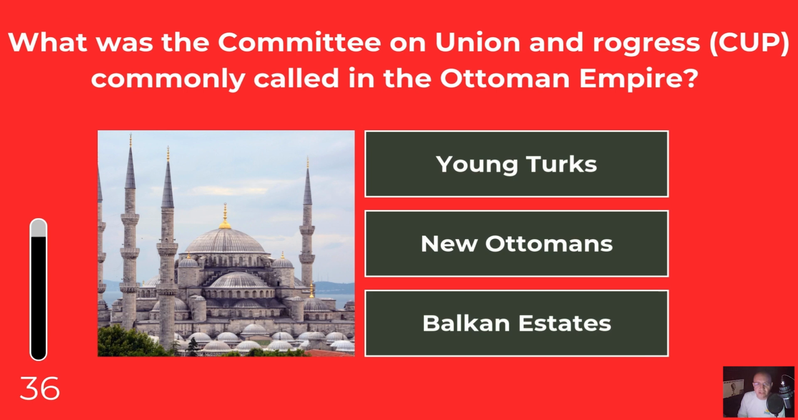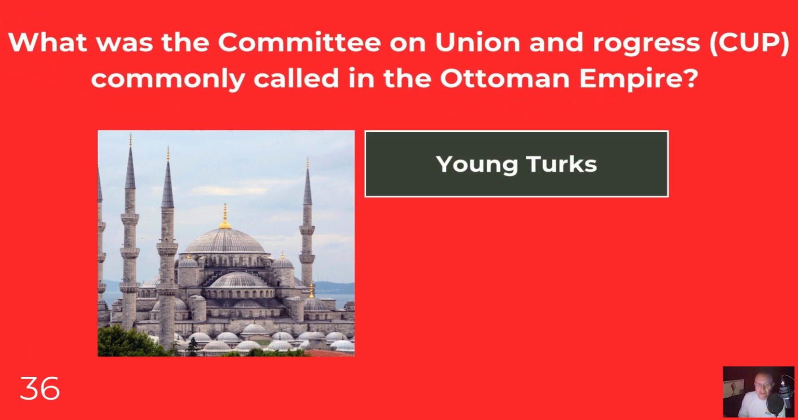What was the Committee on Union and Progress, CUP, commonly called in the Ottoman Empire? The Young Turks, the New Ottomans, or the Balkan Estates? It was called the Young Turks.